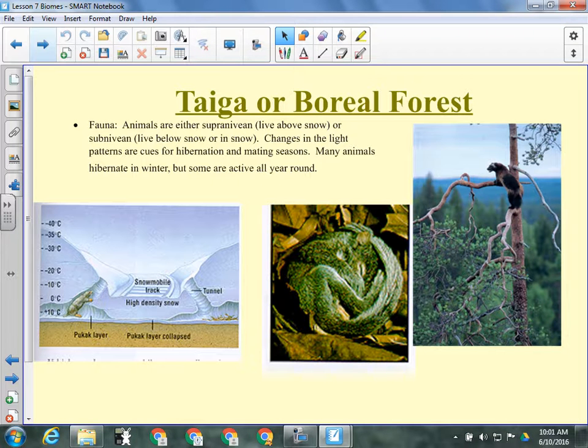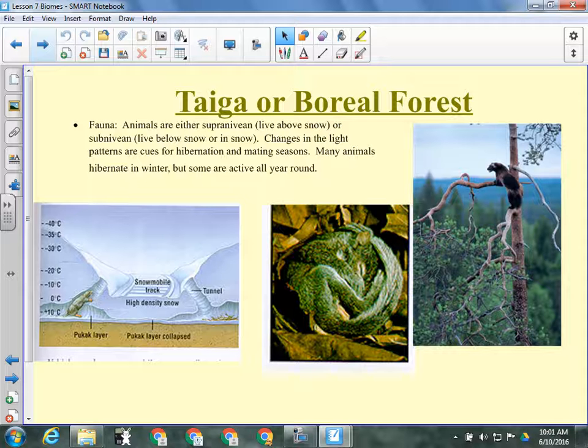Okay, we left off right here, right? And I was telling you about the snow, okay? And how if you compact it, it doesn't insulate anymore, okay? So we'd already talked about that some animals will leave the taiga, okay? They'll migrate away for the wintertime. Some of them will stay, okay? Those that stay may hibernate or stay active.